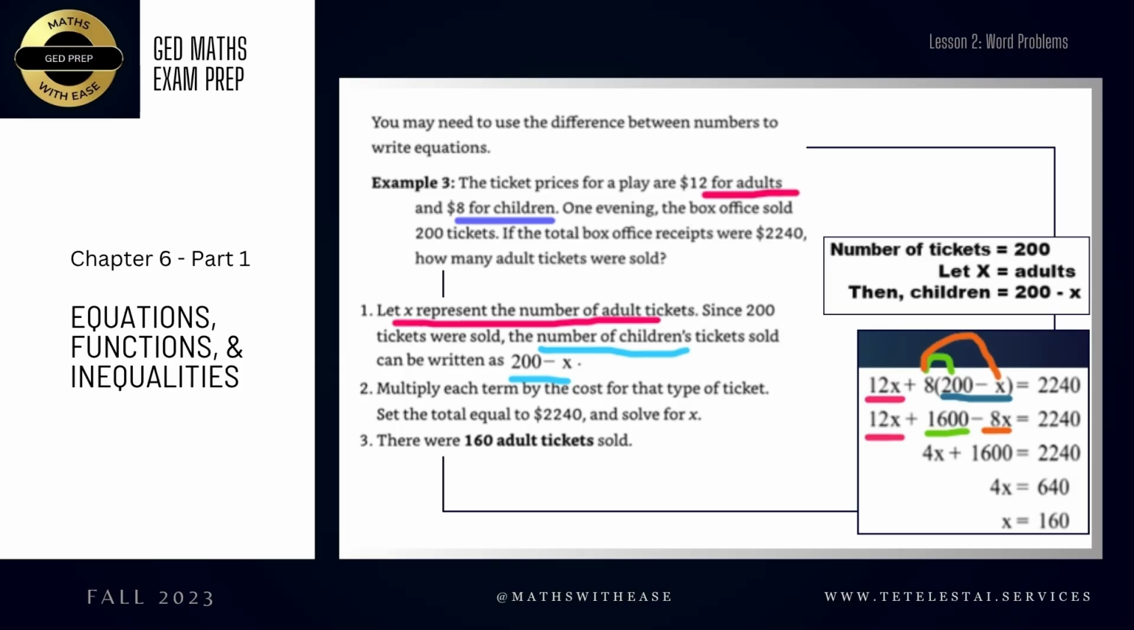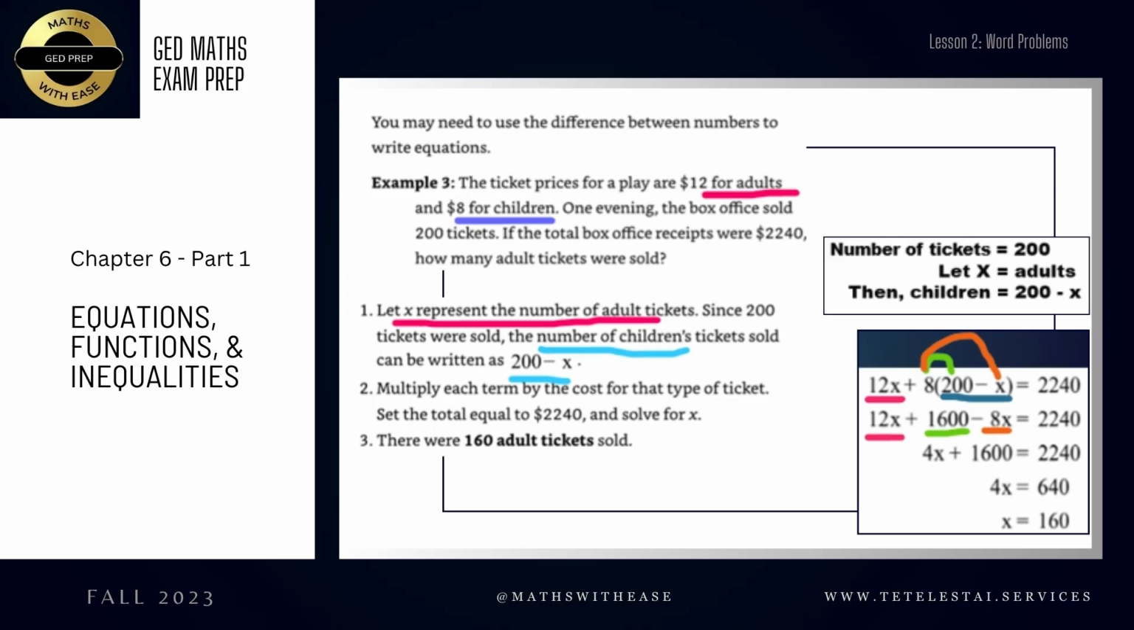The ticket price for children is $8. Since we know that there are x number of adults in this total of 200, then by logic, once we subtract the number of adults from 200, the remaining number will reflect the number of children in the mix. So we can restate that as 200 minus x. Why? Because 200 is the total number of tickets that were sold.